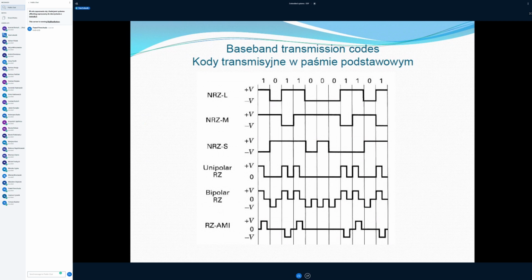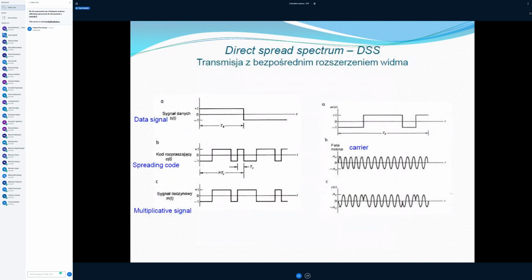Okay, so another homework. The first homework was to find out what is the frequency of the modulation impulse of the Bluetooth. And the second homework is what Manchester code is. Good.